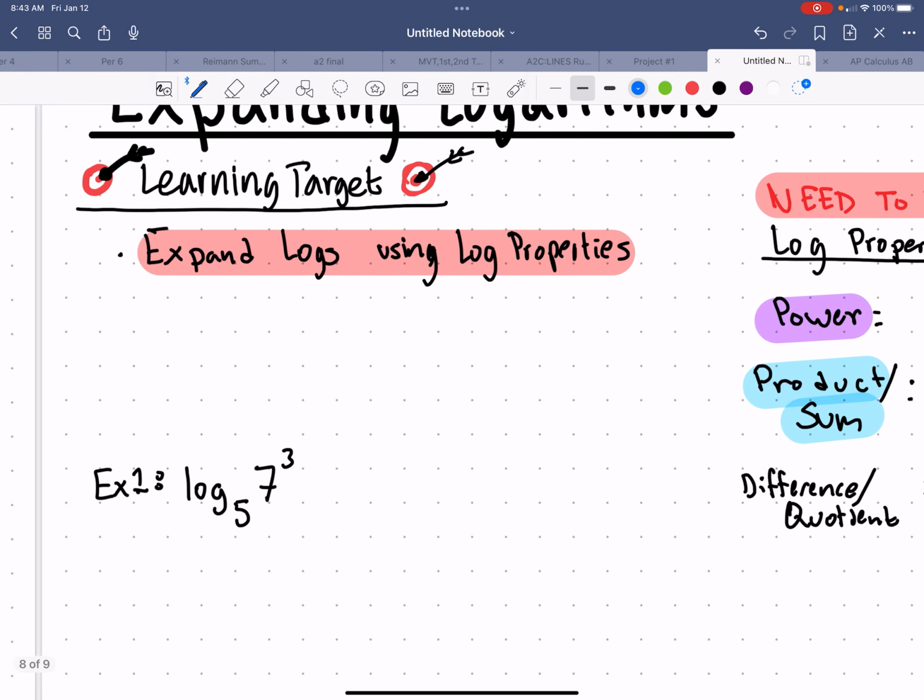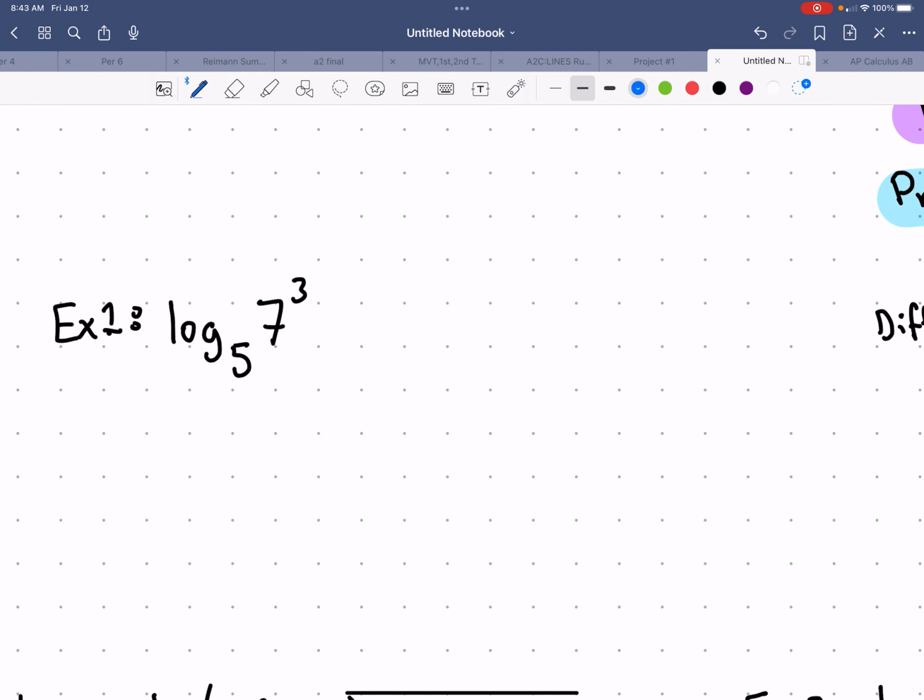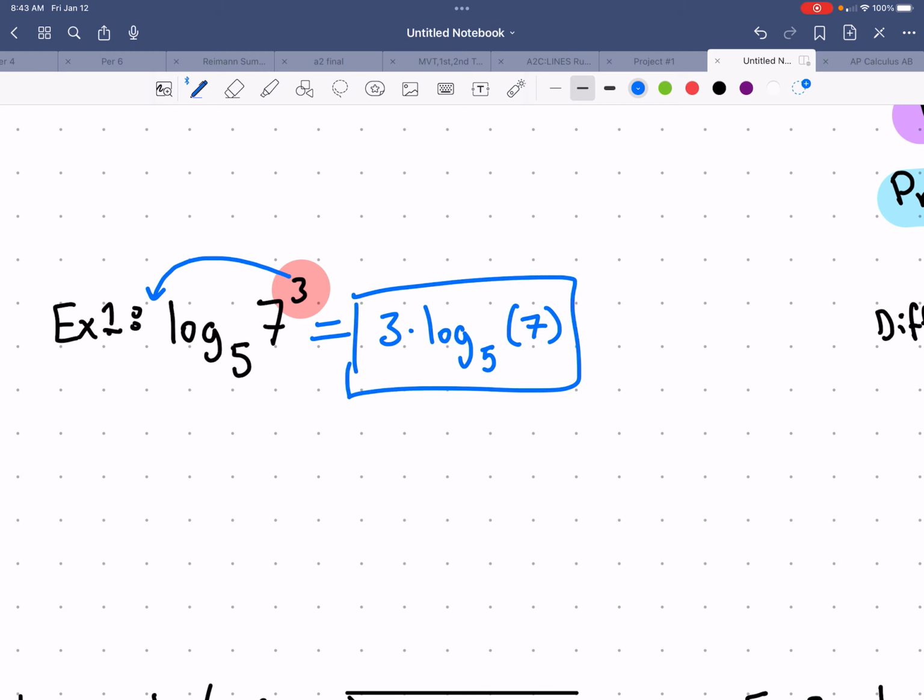Okay, it's right here. All right, so this first one says expand this log. So you notice how we have an exponent. So to expand, that means we don't want exponents. So what we're going to do is bring this to the front using that power rule I just went over. So it's going to be 3 times log base 5 of 7. And that's it. You're done. I've expanded it as much as I can. Examples like this, super easy. Let's go on to the next one.